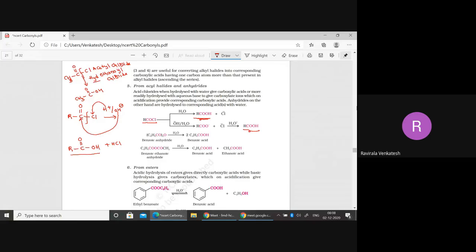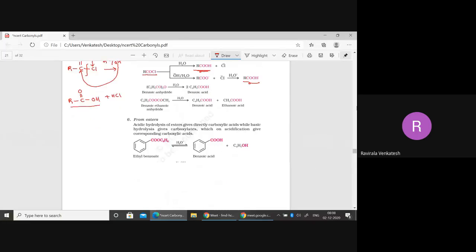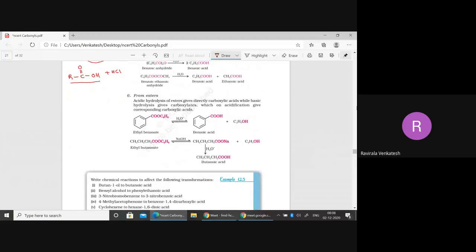Next thing, if you observe, anhydrides. How are anhydrides converted into carboxylic acids? Let me see this one. Now we'll see what happened. R, C double bond O, C double bond O, R. This is called acid anhydride, right?